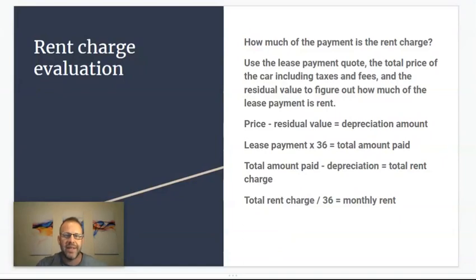All right, welcome to the next lesson. This is rent charge evaluation. So, this is a secondary way for you to evaluate a quote. I still want you to use the 1 to 2% scale as your primary evaluation.